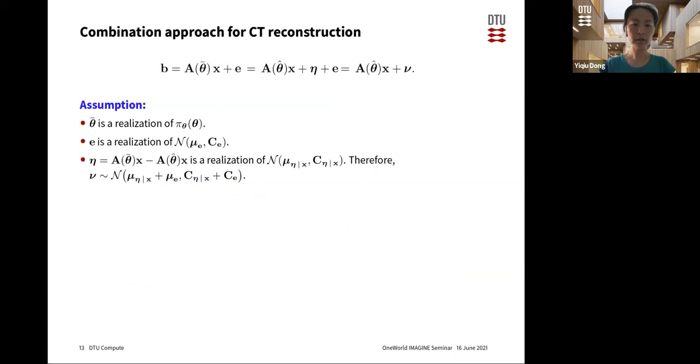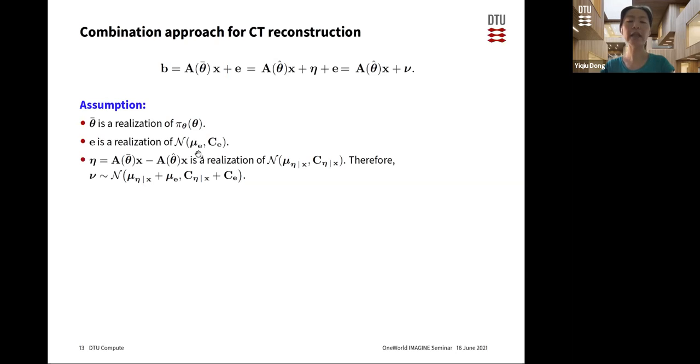So now we come to our combination approach for CT reconstruction with uncertain view angle. Here we come to this linear system. We introduce the model discrepancy term eta. And here I list the assumptions to make our method more clear. We need to give an assumption on the distribution of theta in order to get a sample of theta, and this distribution is not necessarily Gaussian. And we assume we know the distribution of measurement noise, which is a Gaussian distribution.